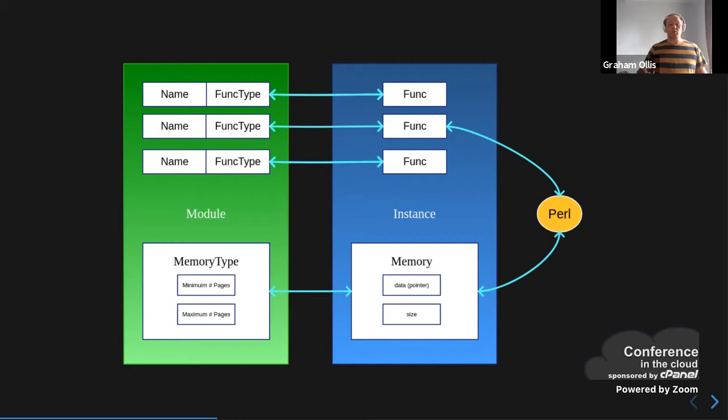The WebAssembly instance object can be created from a module object, and this is what we use to actually call the func types, which are the functions inside the WebAssembly. And we also have the memory object, which gives us a data pointer and a size to the memory region used by the WebAssembly module instance. And it's important to, hopefully obvious that although Perl can access WebAssembly's memory, the opposite isn't true. WebAssembly can't peek out of its own memory region. And that's for the sandboxing that we were talking about before.